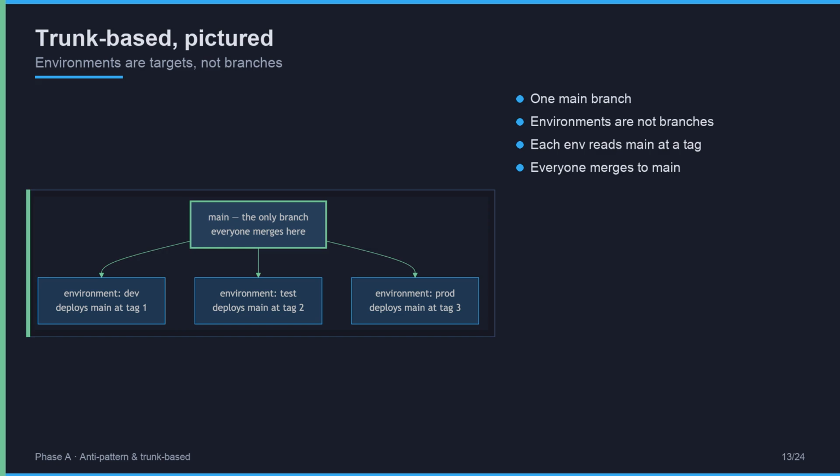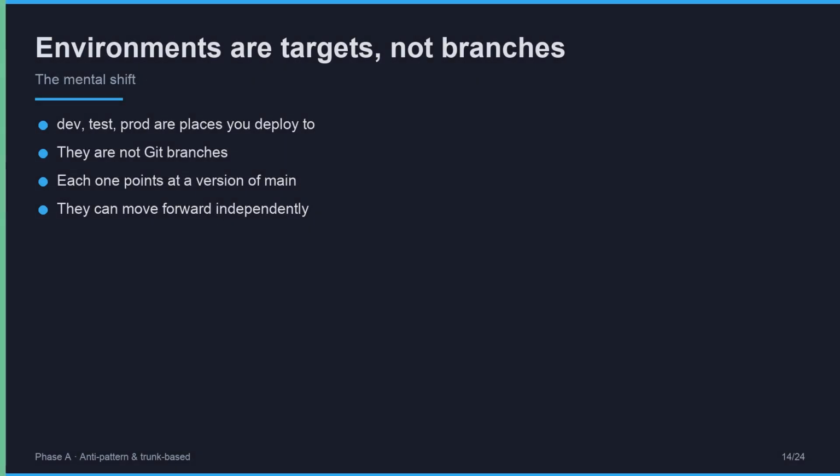Each one reads main at a particular point, a particular tag. The environments move forward independently, but they all read from the same one trunk. This is the mental shift at the heart of trunk-based work. Dev, test, and prod are places you deploy to. They are not Git branches. Each environment simply points at a particular version of main, and they can each move forward independently. Dev can be 2 releases ahead of prod, and that is completely fine, because they all share one source.